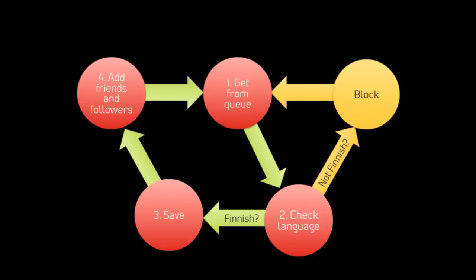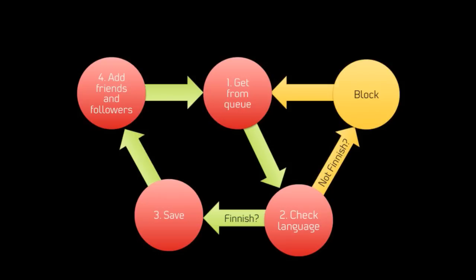Finnish-speaking tweeps. Starting on number 1 in this schematic, I get a Twitter user from a queue, my queue. I check the language of the last 75 tweets. If this Twitter user is found out to be Finnish, I save him and I add all friends and all followers of that account. If that person is not found out to be Finnish, I will block that account so that it's not scanned again.